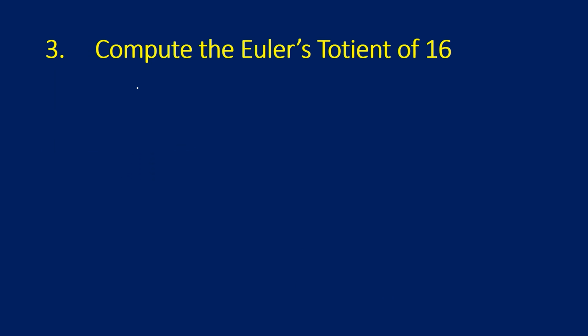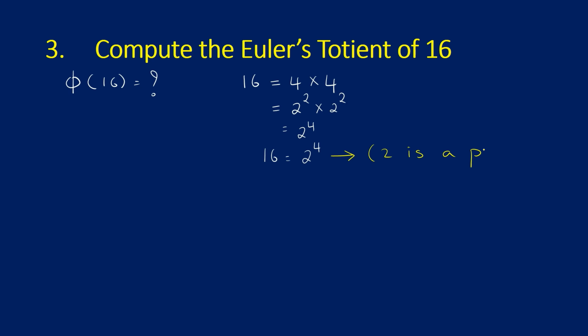Let us now check out the Euler quotient of number 16. So we have to compute Euler quotient of 16. Now if you check the number 16, it can be written as 4 into 4, and 4 is basically 2 raised to the power of 2. So we can also write this as 2 raised to 4. So 16 is nothing but 2 raised to power of 4, where 2 is a prime number.